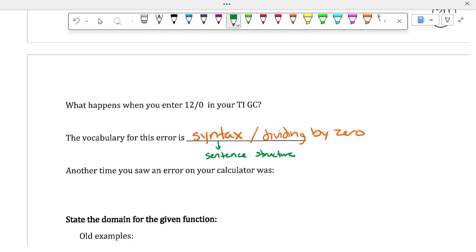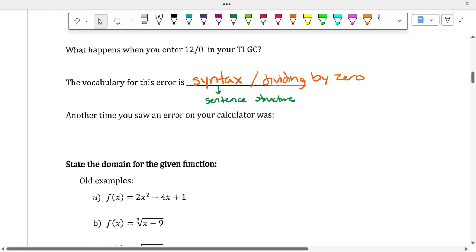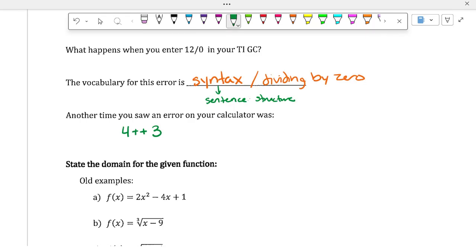Well, it's the same thing in mathematics. In mathematics, syntax is how you structure an expression in your calculator. So, for example, we've all done this before. Have you guys ever done like 4 plus, you actually put an extra plus and plus 3? Now, put that in your calculator exactly how I wrote it. 4 plus plus 3, and tell me what happens. Syntax. 4 plus plus 3.